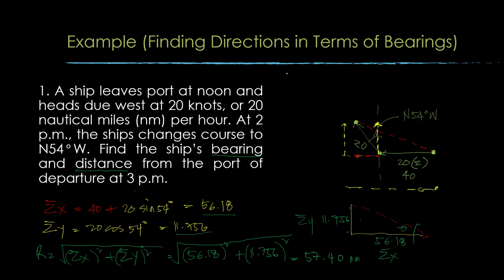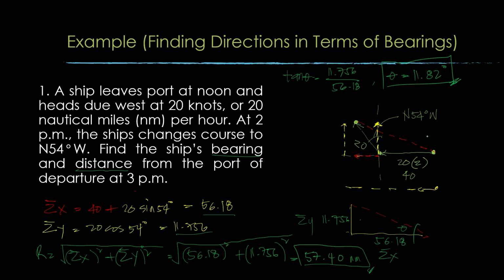So that would be, I'll just write it here, the tangent of theta is equal to your summation of y over summation of x, or opposite over adjacent. That would be 11.756 all over 56.18. Your theta therefore is equal to what? What's the value of the angle? That is 11.82. This is not yet your bearing, this is your angle, and this is your distance.